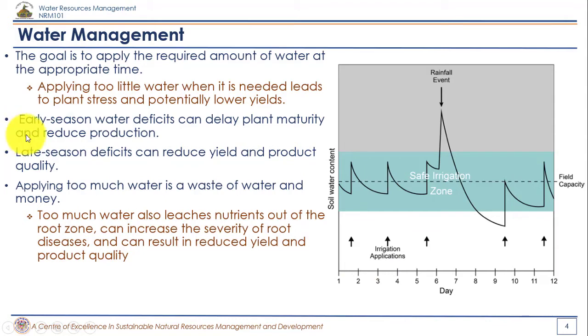because towards the early season, if you're not taking care of your plants, it's going to delay the plant maturity and reduce their production, because plants are yet to give flowers and fruits, and these deficits during the early seasons can lead to immaturity. However, it's not just during the early seasons. It has to be uniform.